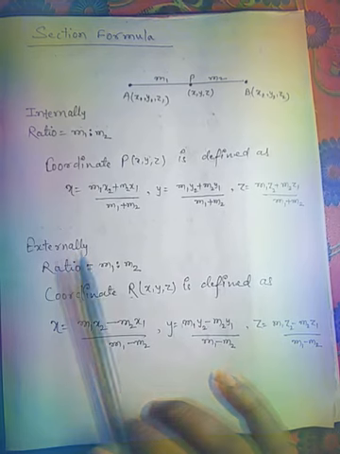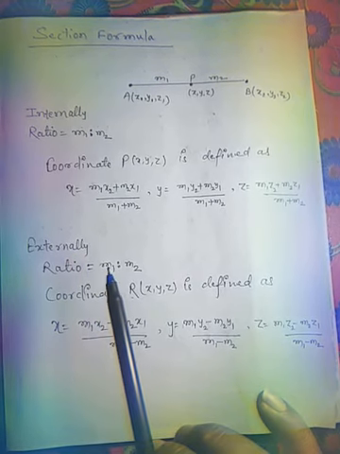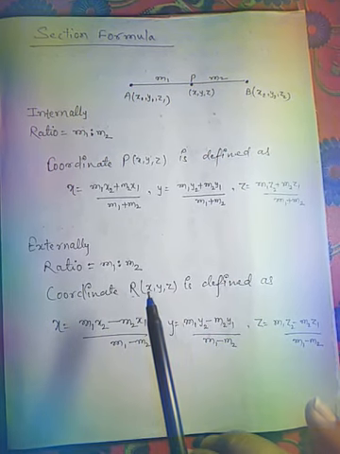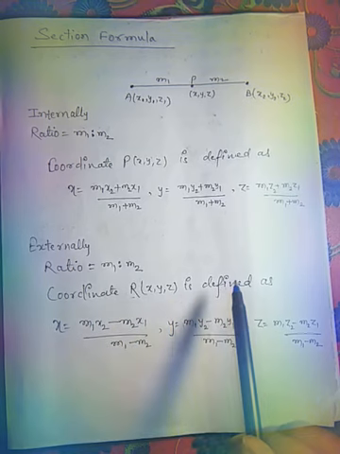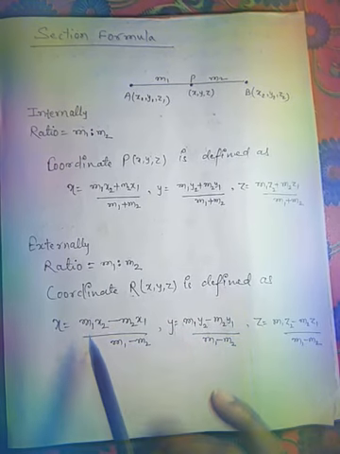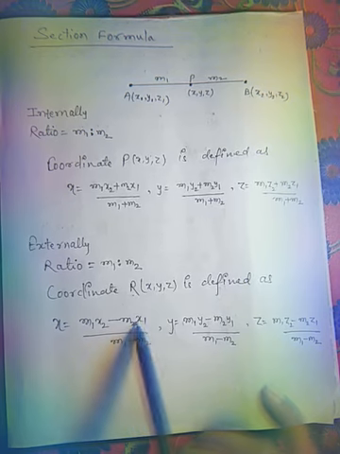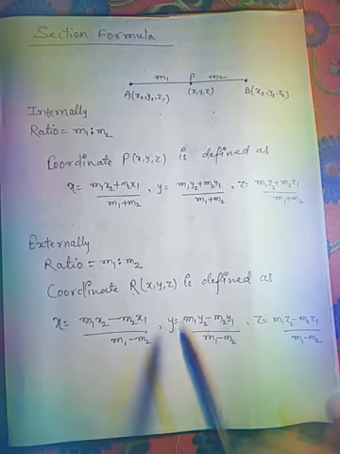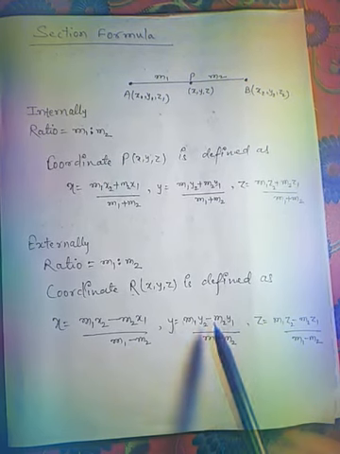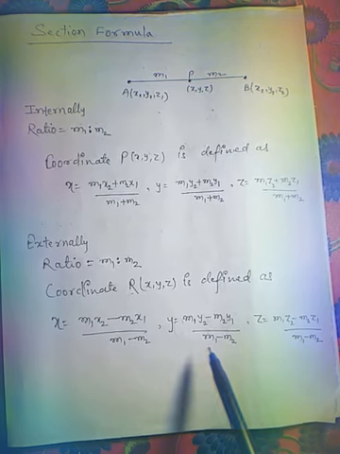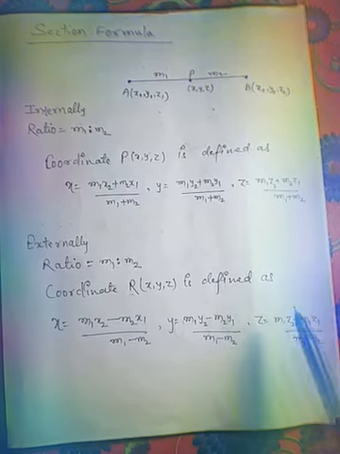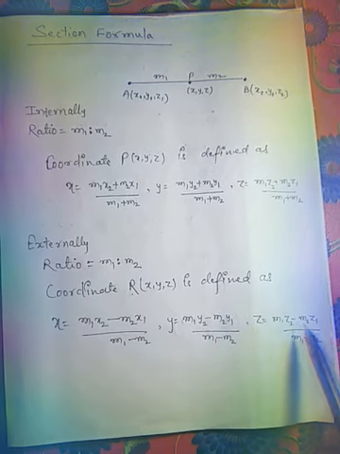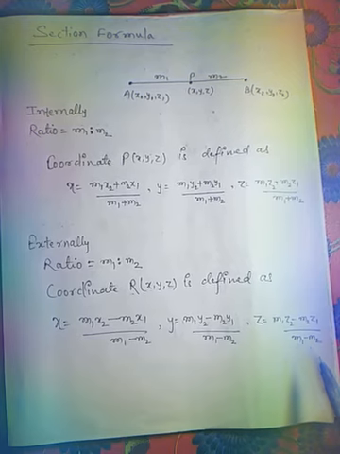Next, for externally, the ratio is m1 to m2. Then the coordinate R (x, y, z) is defined as x equal to (m1 x2 minus m2 x1) by (m1 minus m2). For the coordinate y, (m1 y2 minus m2 y1) by (m1 minus m2). For the coordinate z, (m1 z2 minus m2 z1) by (m1 minus m2).